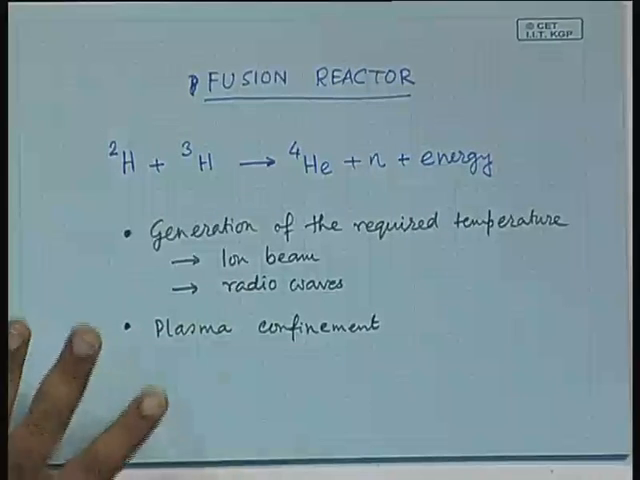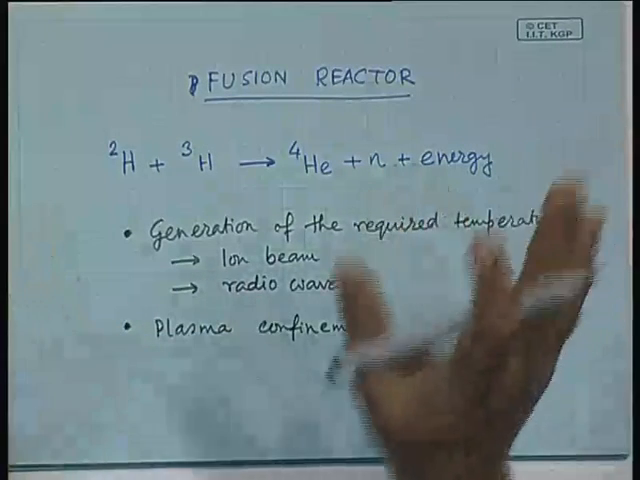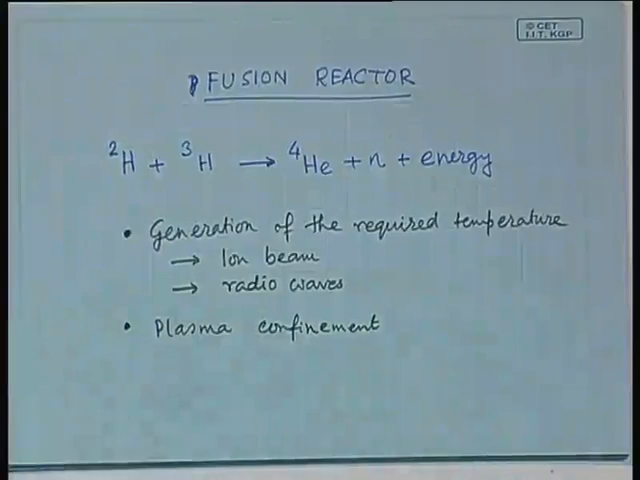So, plasma, do you understand what plasma is? It is where the gas is raised to such a temperature that the electrons are stripped off, and you have the electrons and the nuclei moving separately inside the gas. That state is called plasma state. So, what we are talking about is plasma confinement. How to confine the plasma?